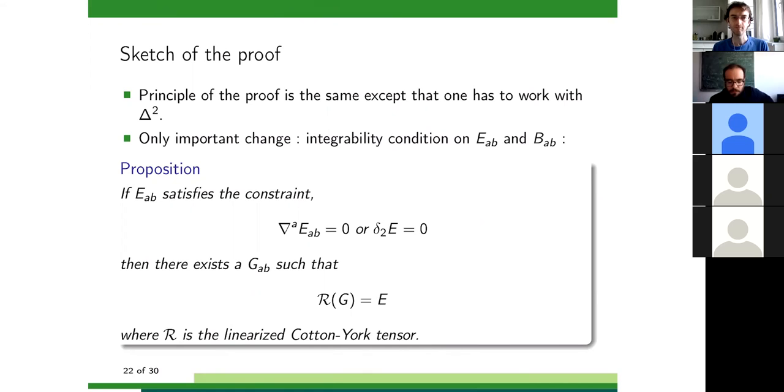So here, if you take again your E_AB, I'm talking only about the electric part, which is divergence free, which I will denote delta 2 equals 0, then you will be able to construct a symmetric tensor G_AB such that E can be obtained by calculating the linearized Cotton-York tensor evaluated at G_AB. So this is where the elliptic complexes for curvatures are popping in.